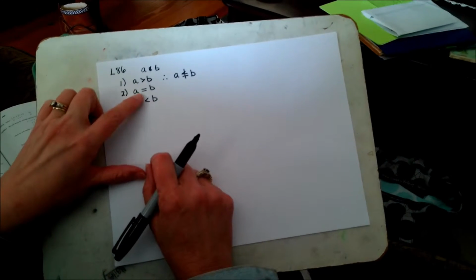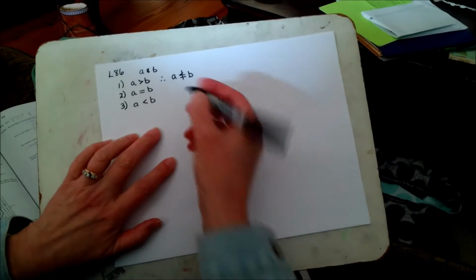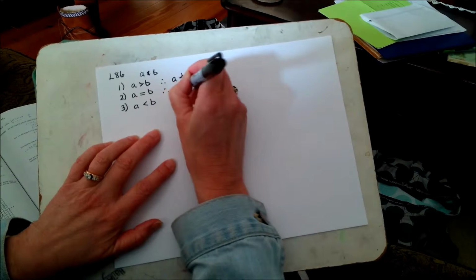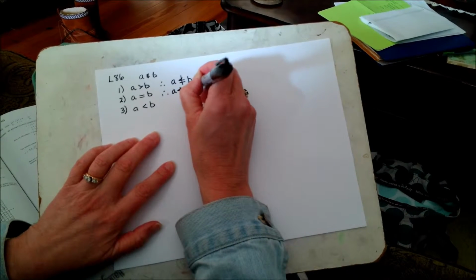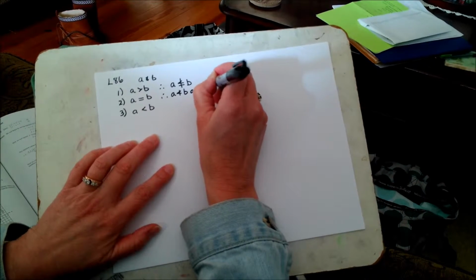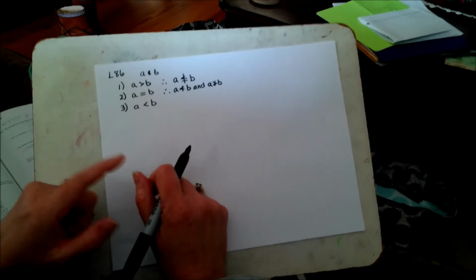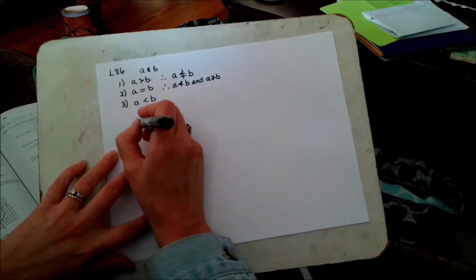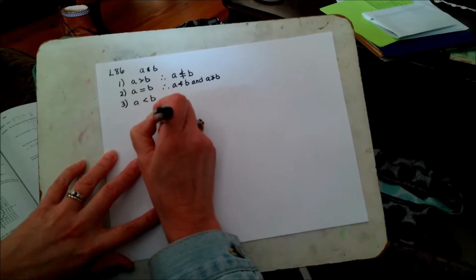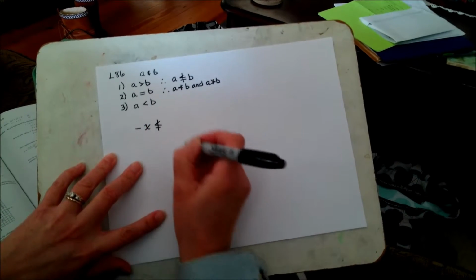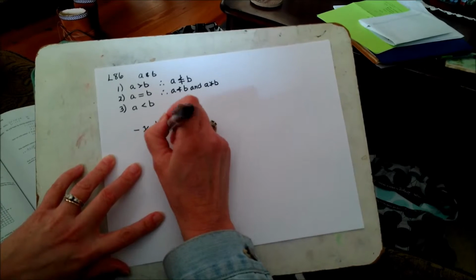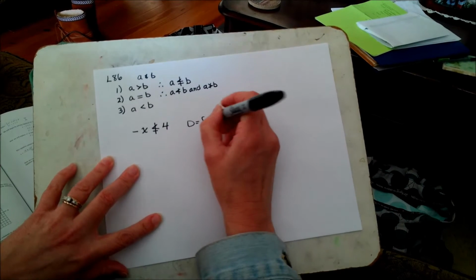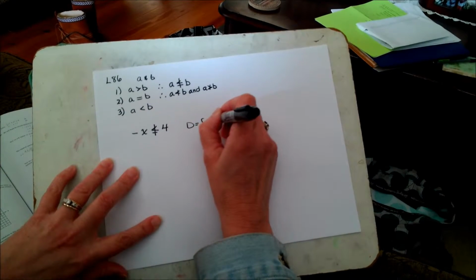In the same way, if A is equal to B, then A is not less than B, and A is not greater than B, because only one can be true at any time. So if we look at our graph for practice problem A, we've got negative x is not less than or equal to 4, and we're supposed to graph this among the domain of integers.